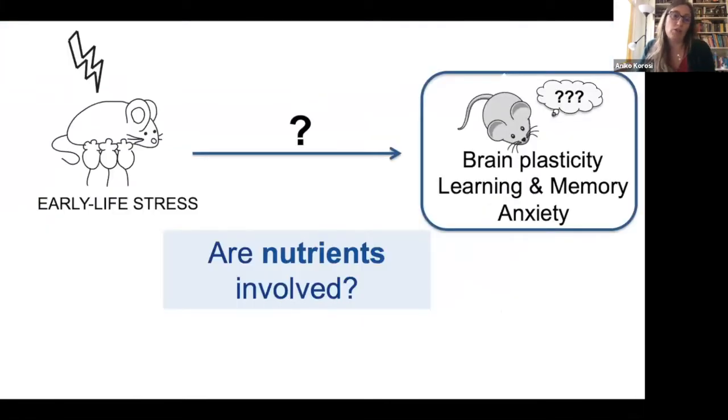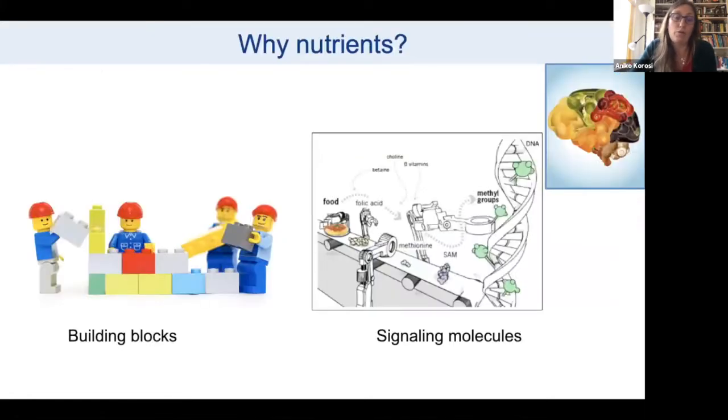So our next question was, are nutrients in any possible way involved in this process, in this early life adversity induced programming? And of course, why nutrients? Well, in particular, they are building blocks. We know that they build up all the membranes and they are a really important energy source. But what is also intriguing about nutrients is that they are key signaling molecules. And this is the aspect that I would like to touch upon in a little more detail today.